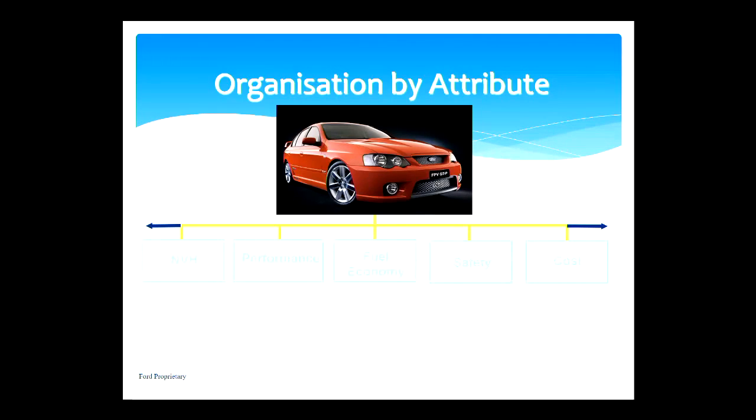Fuel economy, people know this. Every time they put fuel in their car, they know what it is. Then safety and cost. So these are the attributes, almost like the language you need to use when you're discussing with the customer what they like. You don't say, how much torque do you want? You want to talk to them in terms of attributes.